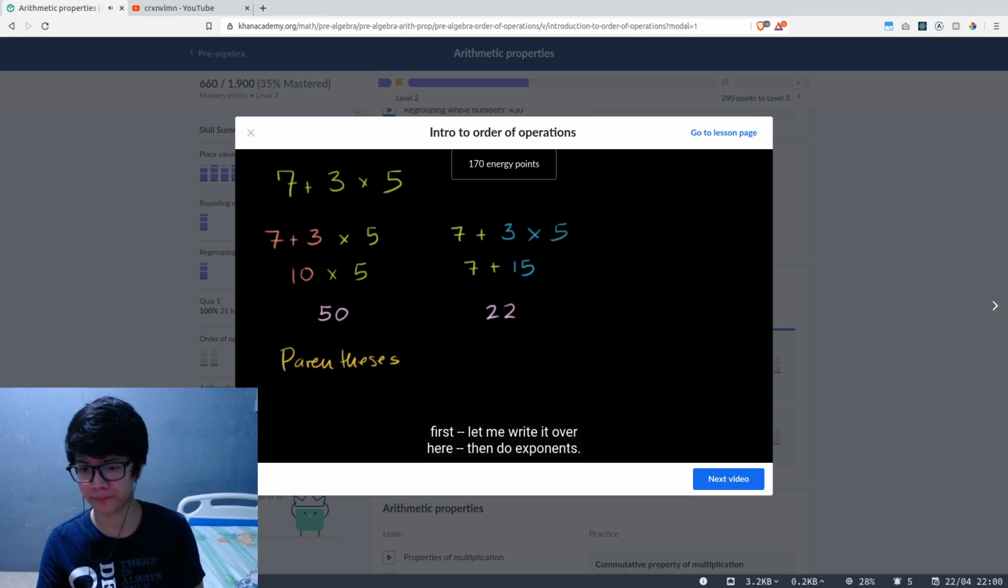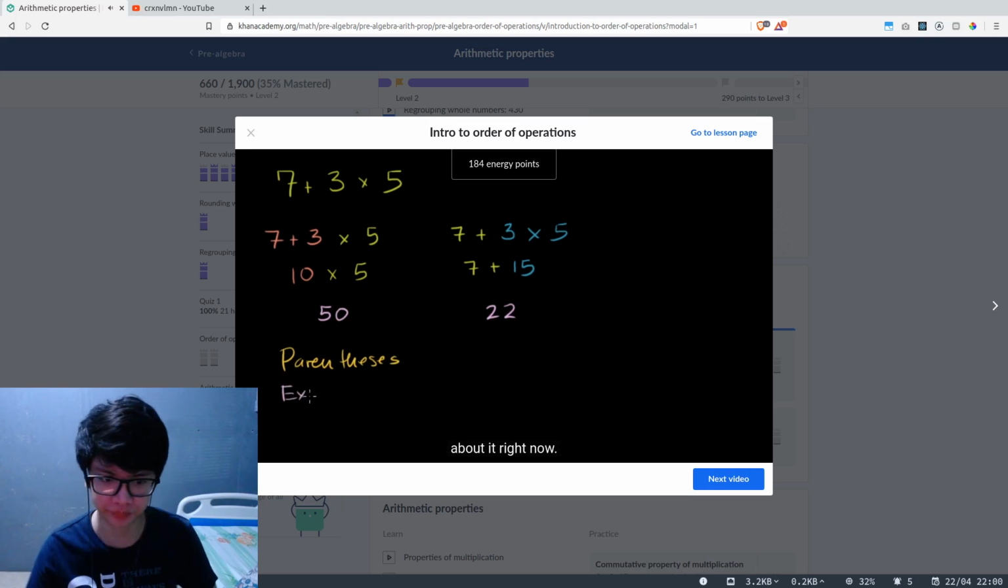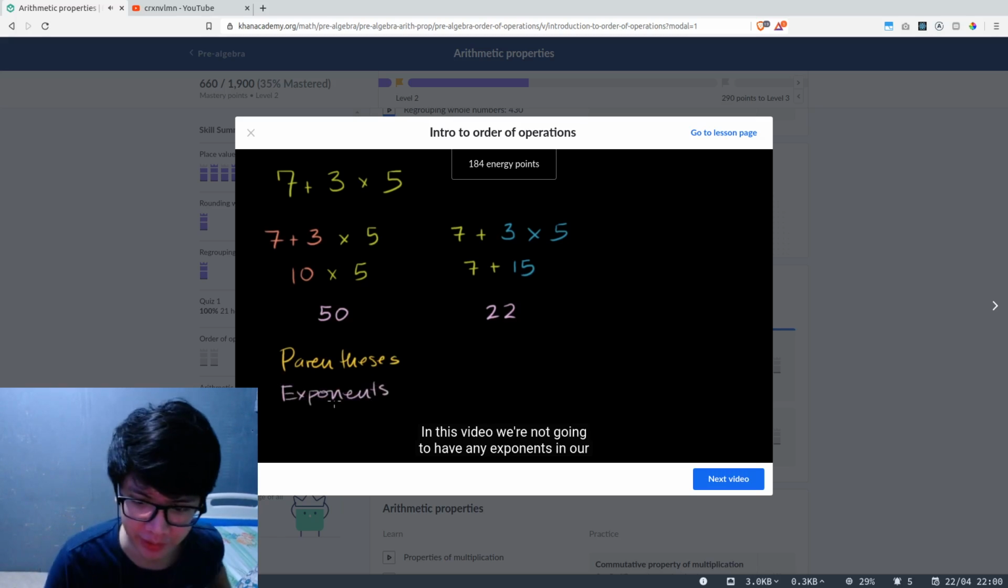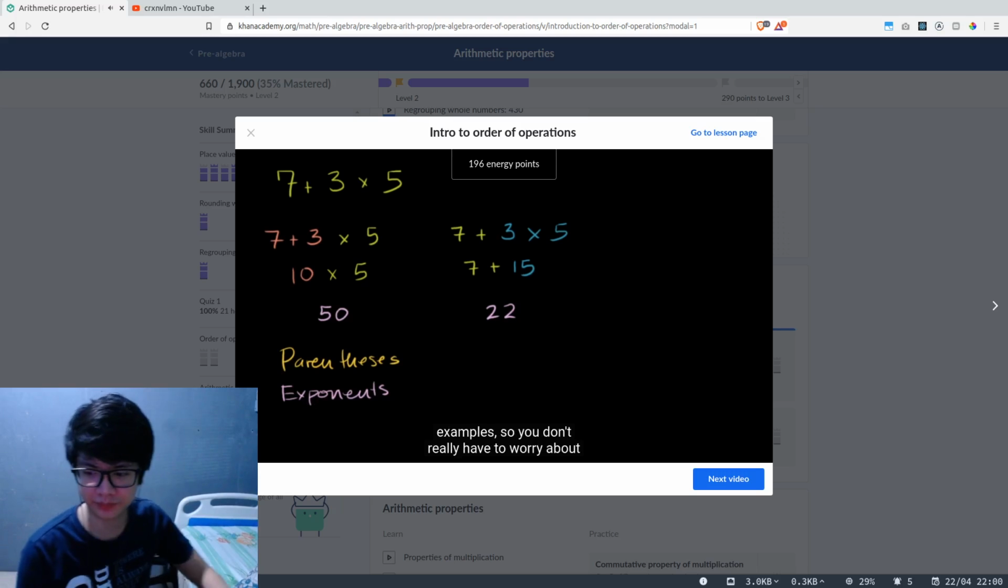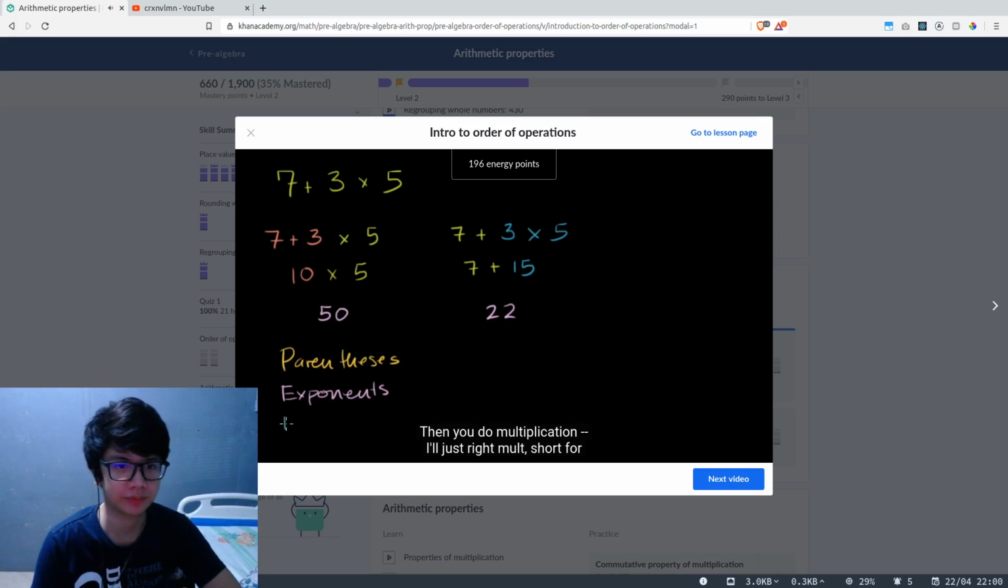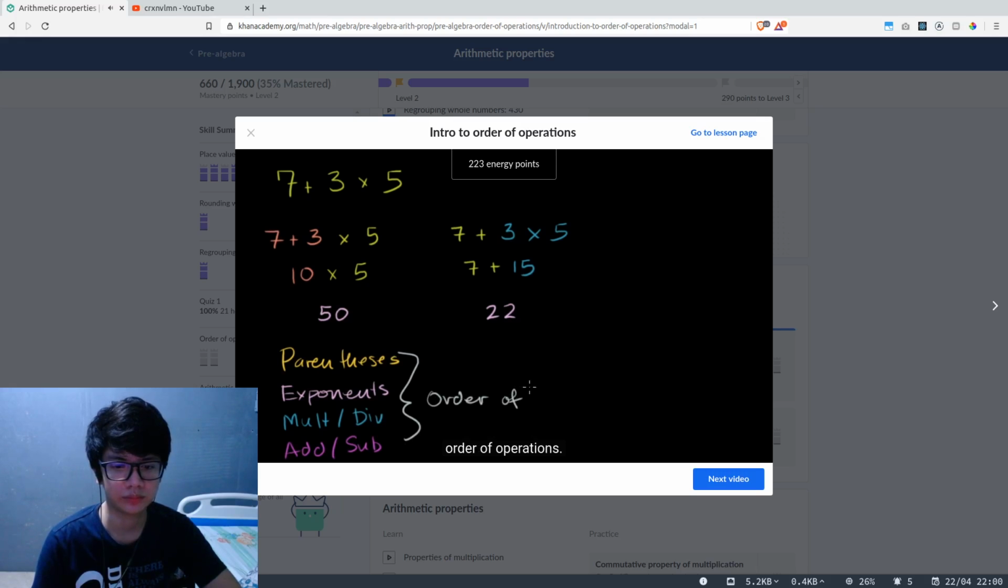Then do exponents. If you don't know what exponents are, don't worry about it right now. In this video, we're not going to have any exponents in our examples. Then you do multiplication and division next. They have the same level of priority. And then finally, you do addition and subtraction. This right here is the agreed upon order of operations. If we follow it, we should always get to the same answer for a given statement.